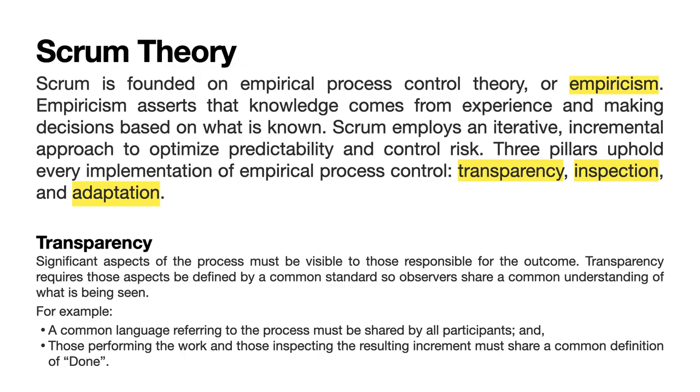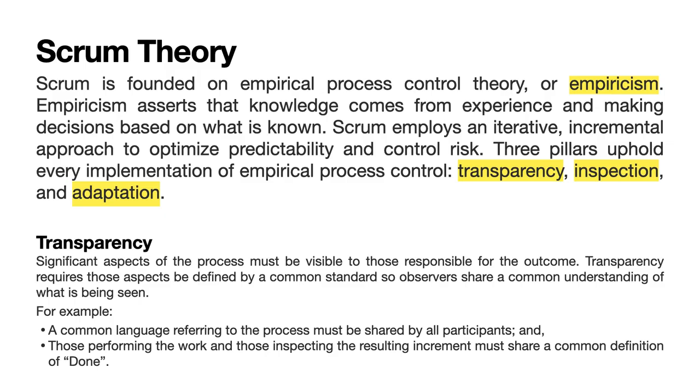Scrum theory. Scrum is founded on empirical process control theory, or empiricism. Empiricism asserts that knowledge comes from experience and making decisions based on what is known. Scrum employs an iterative, incremental approach to optimize predictability and control risk. Three pillars uphold every implementation of empirical process control: transparency, inspection, and adaptation.